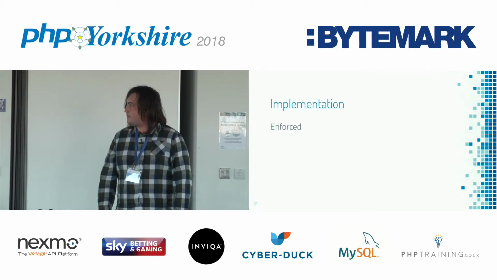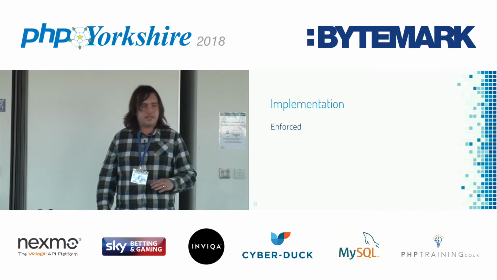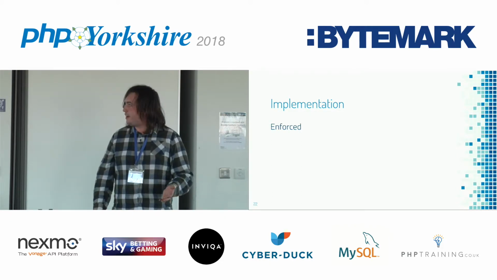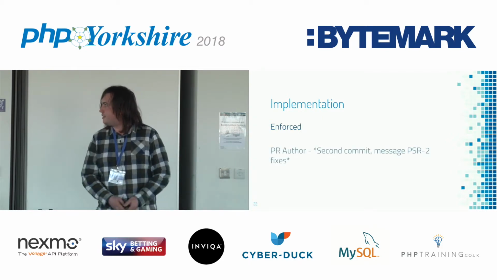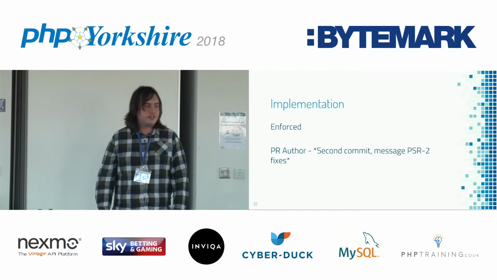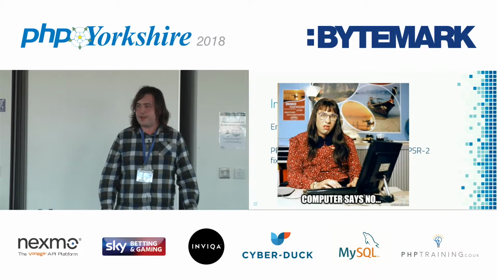When we enforced it, it changes it. So it comes in, the CI process says that there's an issue with the code, and suddenly a second commit comes in that just says PSR2 fixes. So there's no hassle with it all. It does appear if the computer says no, people respect it a bit more than other people trying to pick at their code.